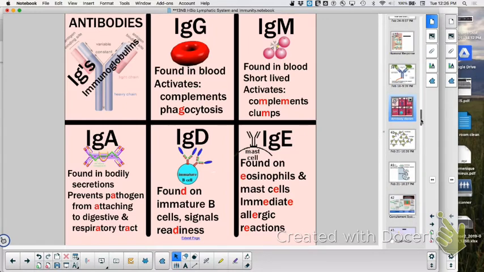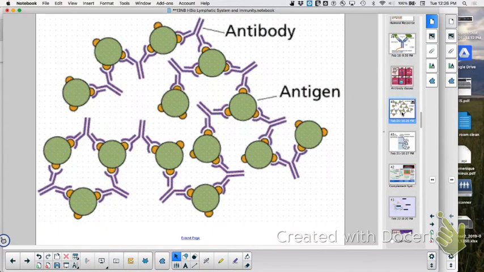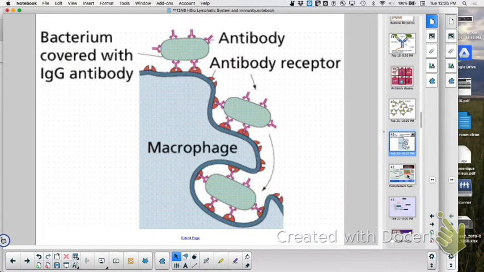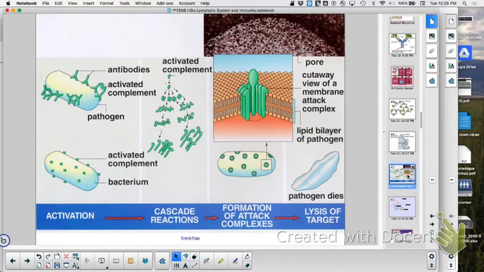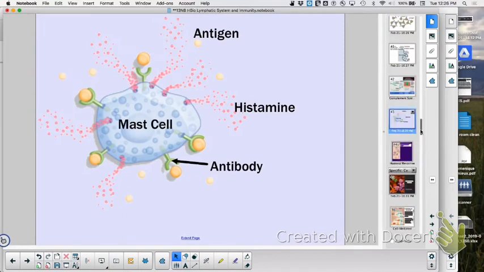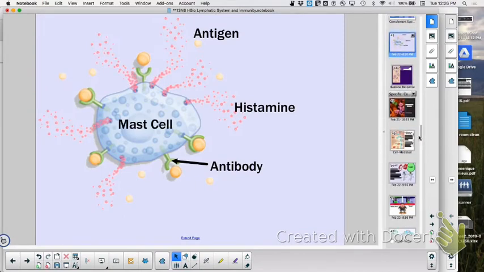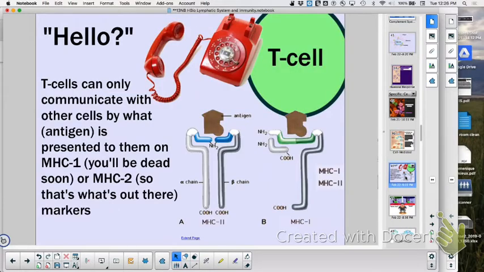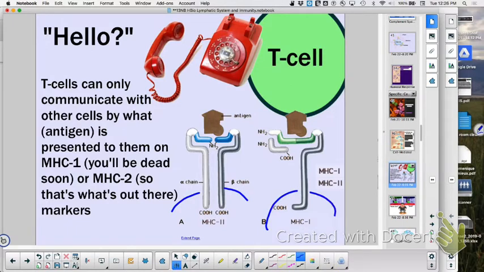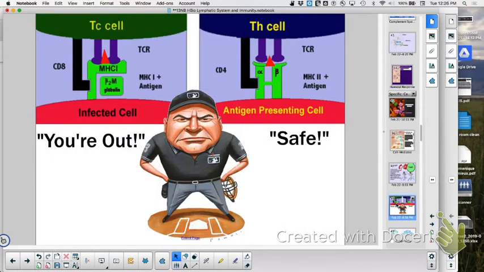So you can get agglutination, clumping, macrophages can come up, antibodies can trigger the complement system, and antibodies embedded in a mast cell can trigger histamine release. Now, I talked to you about T cells already. We reviewed the difference between MHC1s and MHC2s. Why don't you use this cartoon and talk it over with your bio buddy right now. One of you take one and one of you take the other. Turn around if you don't have a bio buddy and find yourself one.